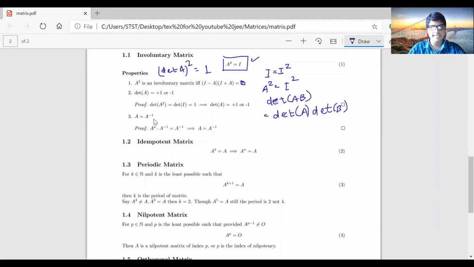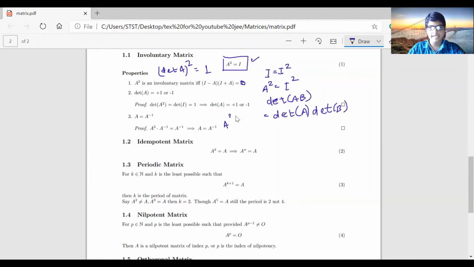And the third is A is equal to A inverse. This is the most fantastic property of involutory matrices. If anywhere in the question you obtain an involutory matrix or there is the word involutory matrix, then this is one of the fantastic properties: anywhere you find the inverse appearing in the equation, just replace it by A itself. That simplifies a lot.